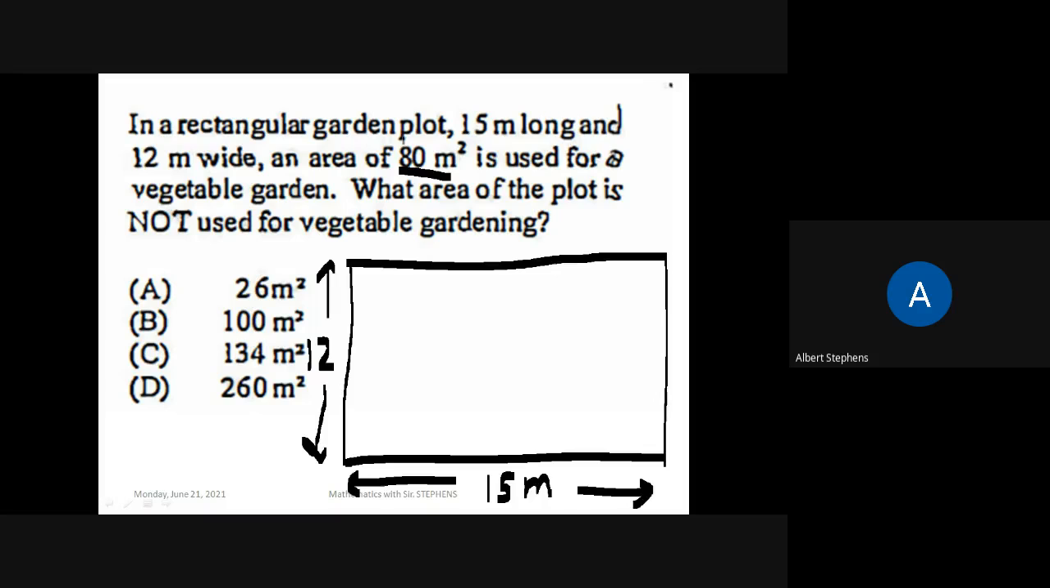Rectangular garden plot. Oh, it's a garden, so there are flowers in there. Okay, so a garden plot, but part of it is used to plant what? Vegetables. And that area is what? 80 square meters. So let us just branch it off. And this is the garden, and this is what? 80.